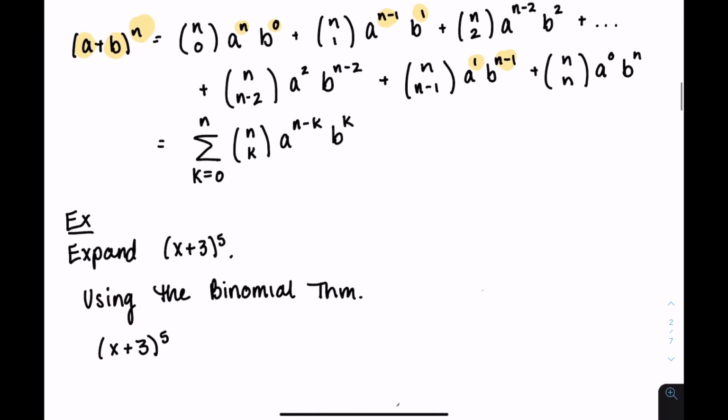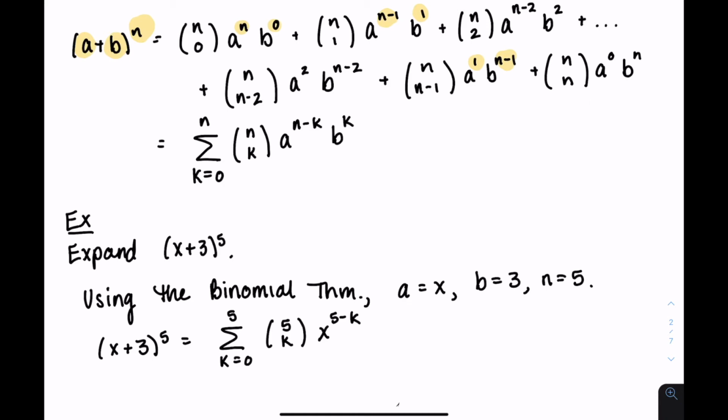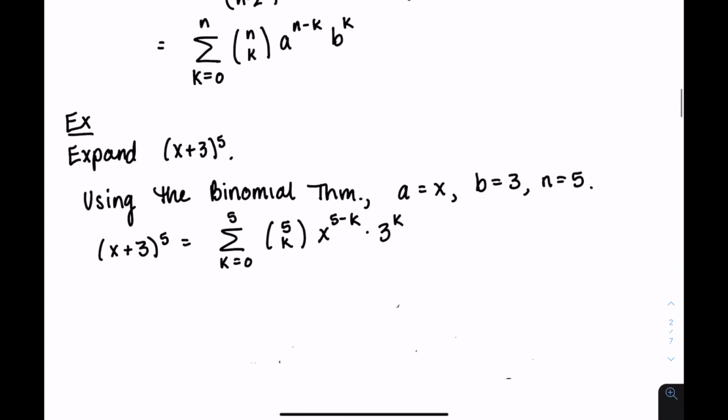So let's go ahead and utilize that to expand (x plus 3) to the 5th. I definitely don't want to go through and take x plus 3 and multiply it by itself 5 times. So using the binomial theorem, your a is x, b is 3, and the value of n is equal to 5. So you can write this as the sum from k equals 0 to 5. You're going to get 5 choose k, x to the 5 minus k, and 3 to the k. So it's a very algorithmic process to go through this.